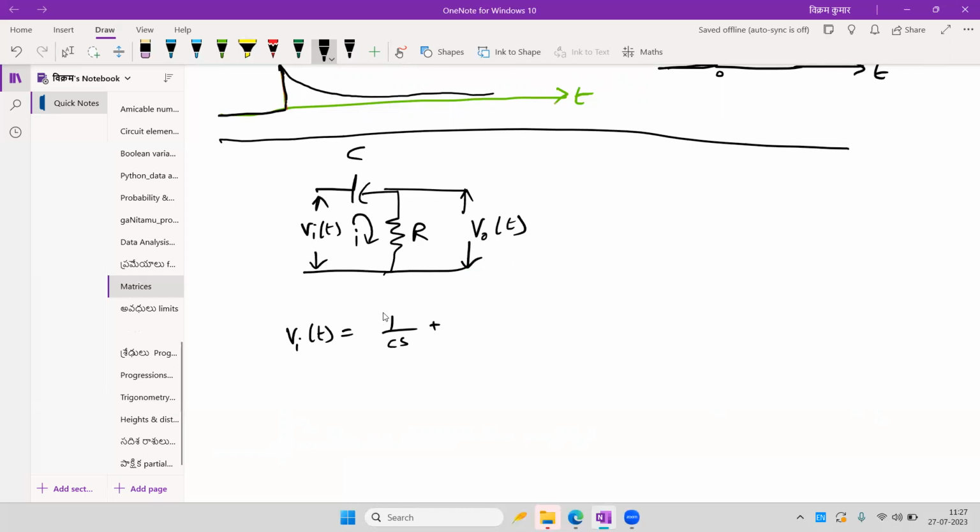Sorry, I am writing in time domain, so I have to write slightly differently: 1 by C integral I dT. Voltage rise is equal to sum of voltage drop, the same thing as in the previous one. Here also, voltage rise. Always, that is a universal fact.